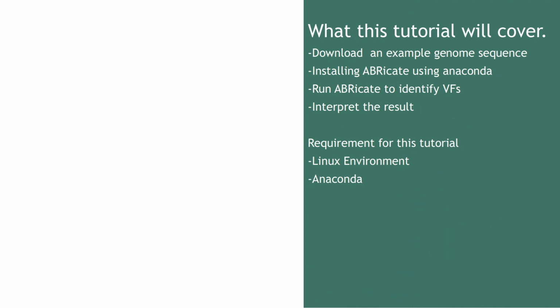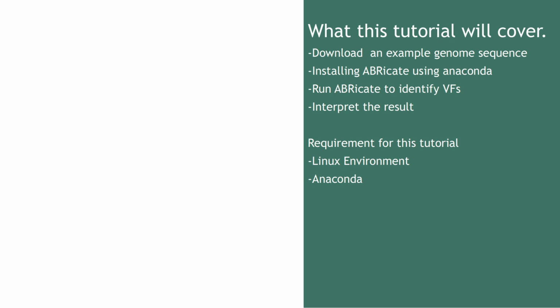Now for this tutorial, we will first download an example genome sequence, and then we will install Abricate software using Anaconda. Abricate will now be run on the sequence that has been downloaded to identify the virulence factors. And finally, I'll interpret the results.